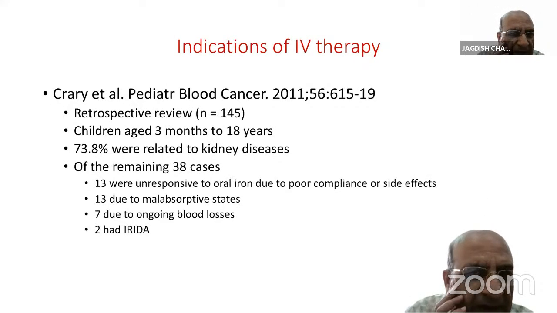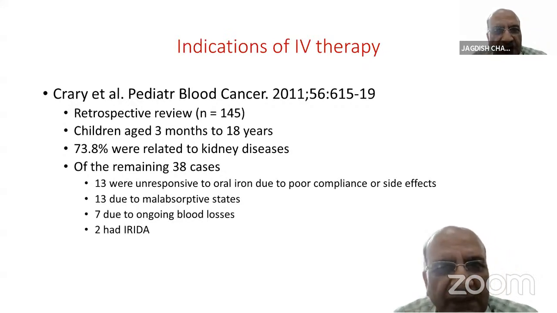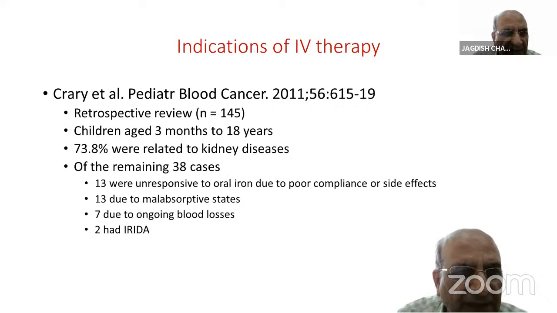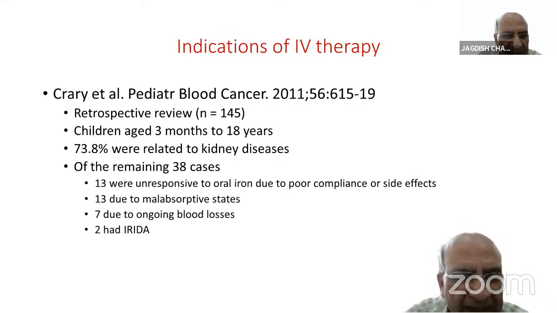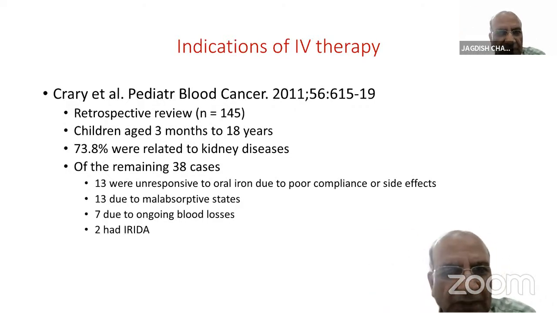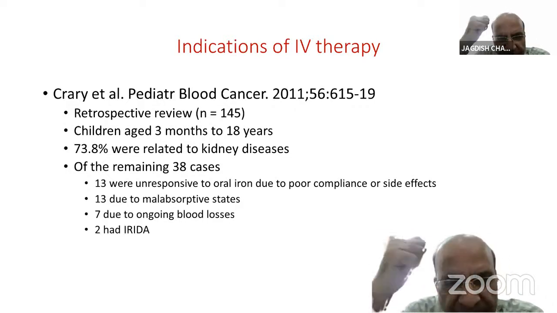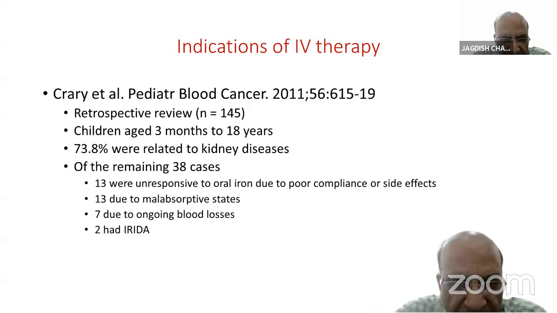So this is one review of indications of IV therapy in a series of 145 patients between 3 months to 18 years. You can see that nearly three-fourths of them, 73.8%, were because of kidney diseases. And of the remaining 38 cases, 13 were unresponsive due to poor compliance or adverse effect, 13 were having malabsorption states, 7 because of ongoing blood losses, and only 2 had IRIDA. So this is from some center in USA. You can see that even among those requiring IV therapy, IRIDA makes a very small proportion of such cases.